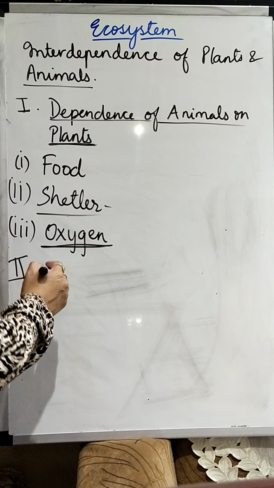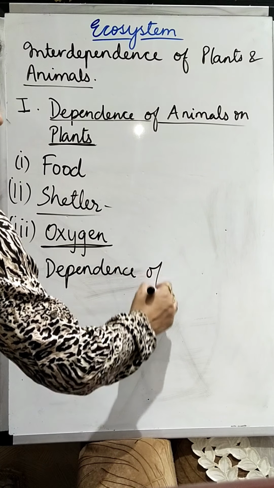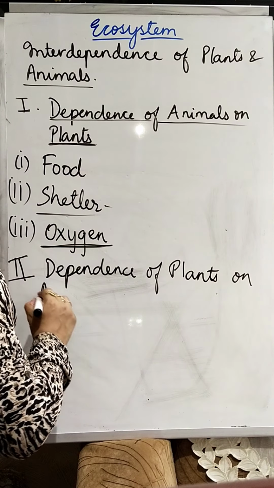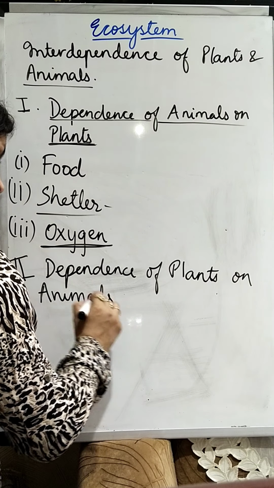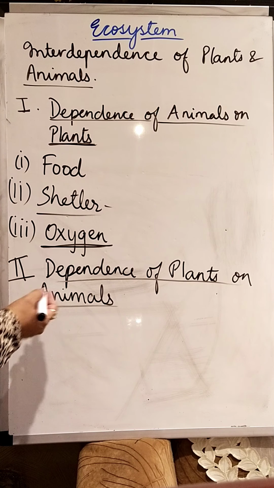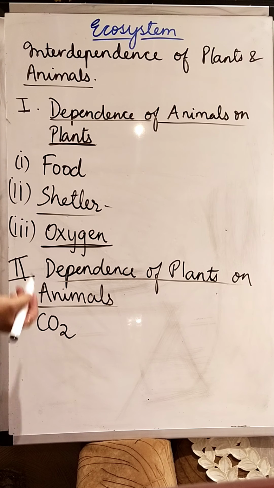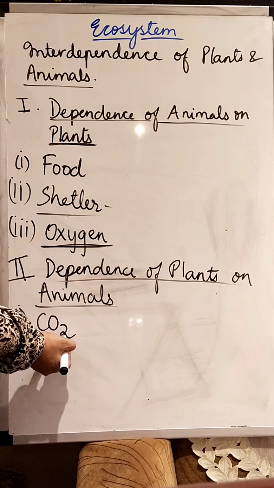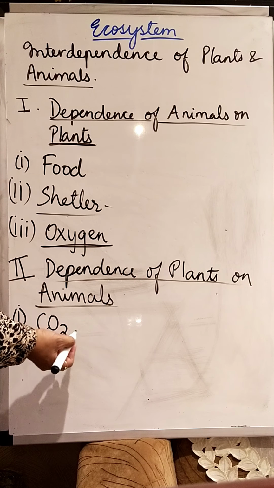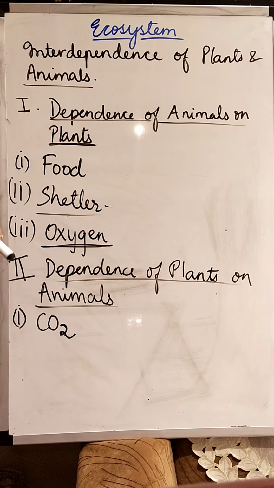Now vice versa, we will see the dependence of plants on animals. Now we will see how the plants are dependent on animals. The plants require carbon dioxide gas for the process of photosynthesis, and carbon dioxide is given up by human beings, living organisms or animals during the process of respiration.